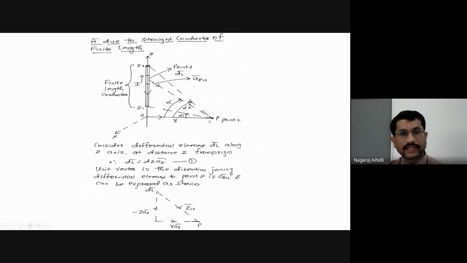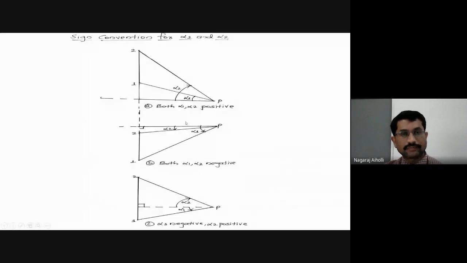Here alpha 1 is this angle, that is from the point P to the lower end of the conductor. Then alpha 2 is the angle between the point of interest, that is point P, and the upper end of the conductor. Now these angles, alpha 1 and alpha 2, can be both positive, both negative, or one can be positive and the other negative. We can have three combinations of the two angles, and this is what is called the sign convention of the angles, that we are going to study next. Sign convention for alpha 1 and alpha 2.